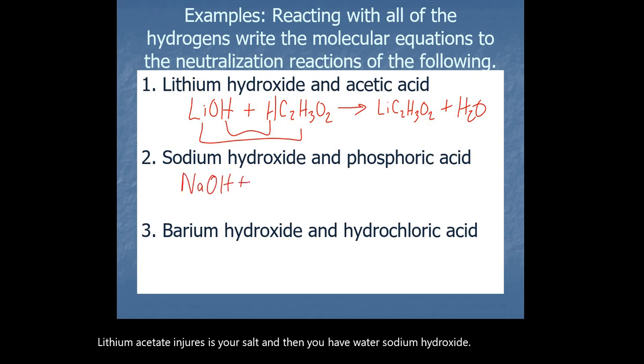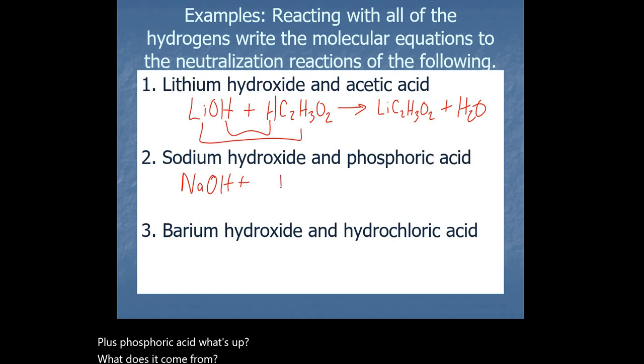NaOH plus phosphoric acid. What's that? Where does it come from? You need to know these. Phosphate is PO4. Do you know the charge on PO4? -3. So how many hydrogens am I going to need? 3. Okay, now this one is going to need to be balanced when we're done, right?